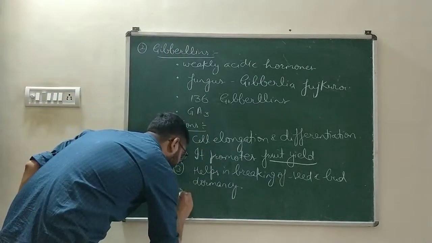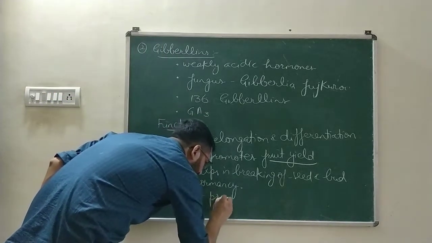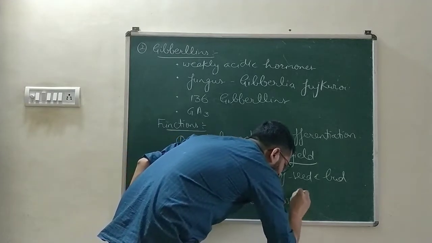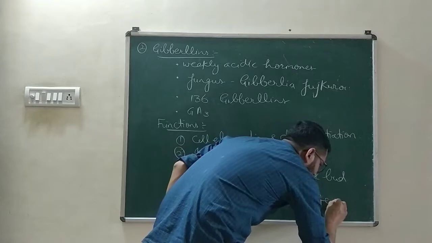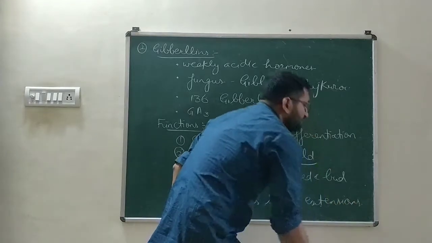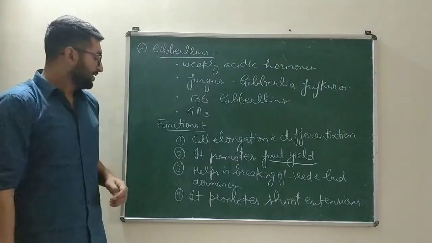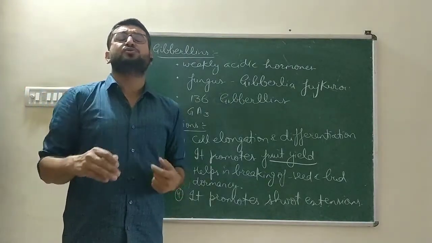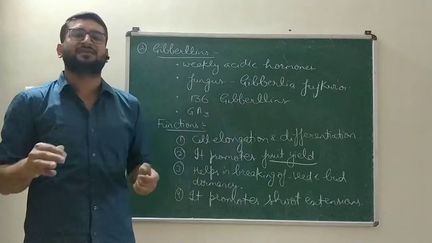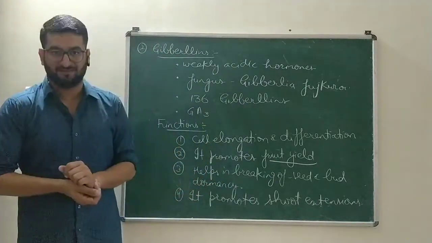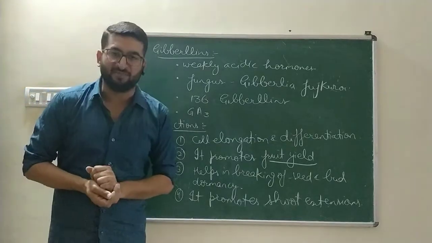Next, it promotes shoot extensions. That is, it helps in the growth of the shoots, growth of the green shoots, green stem. Gibberellins are also used extensively in horticulture, like in the growth of vegetables and ornamental flowers. So these are the functions of gibberellins.